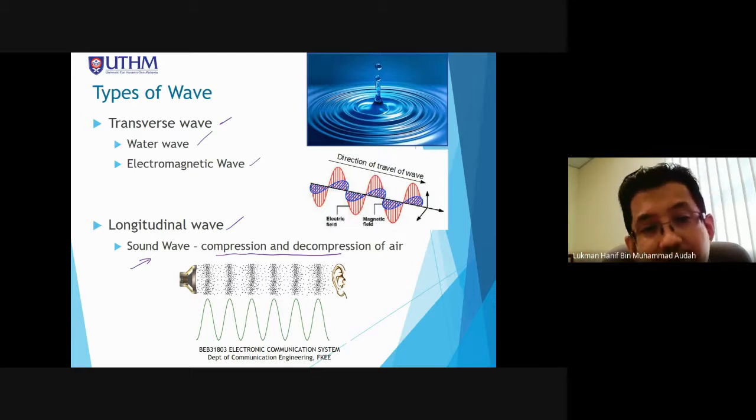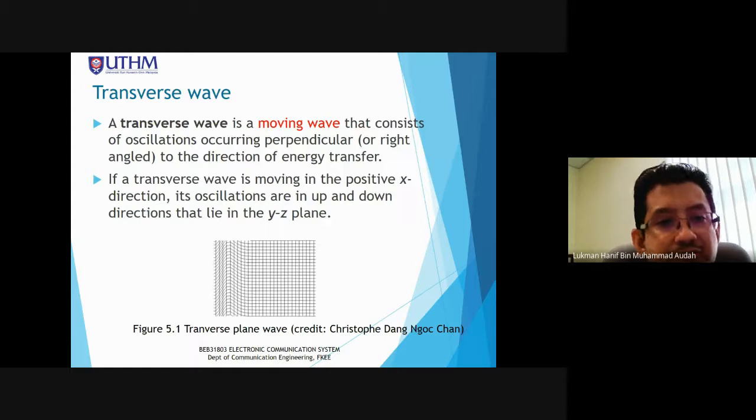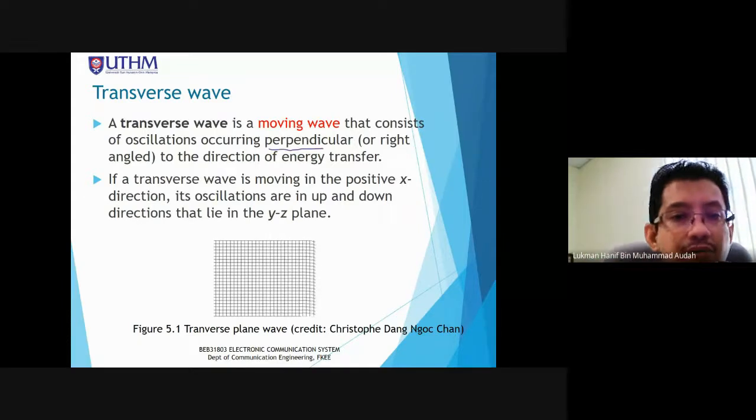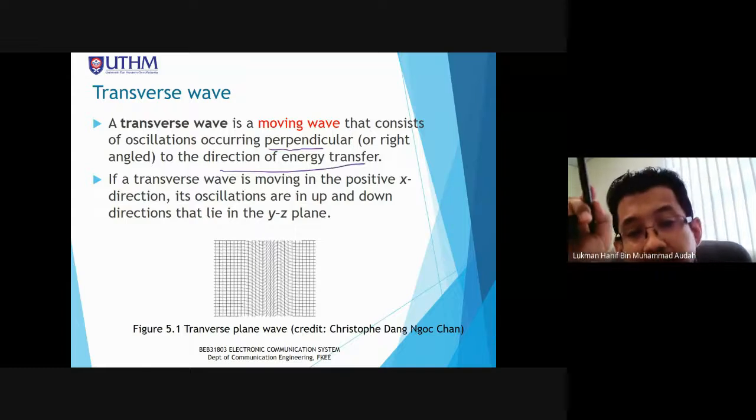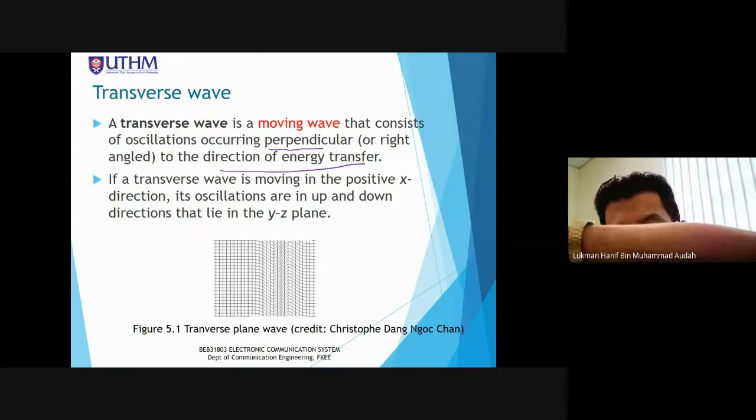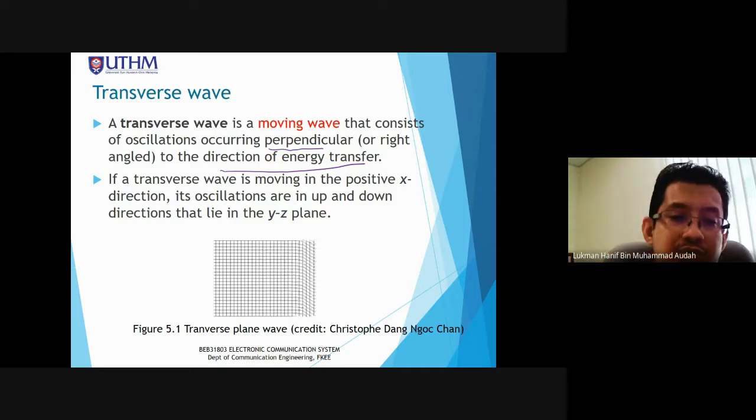Dan kita akan lihat yang ini transverse wave. So transverse wave is a moving wave that consists of oscillations occurring perpendicular or right angle to the direction of movement. Maknanya dia oscillate pada certain angle dan dia bergerak pada angle yang berbeza. Iaitu contoh di sini semua boleh nampak tak pergerakan ini?